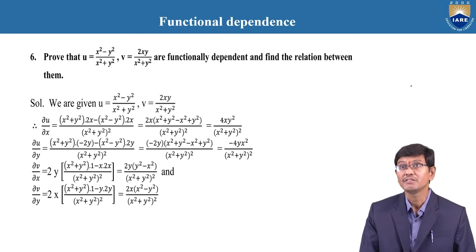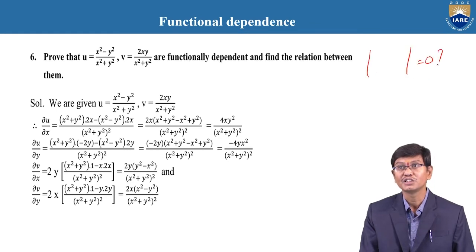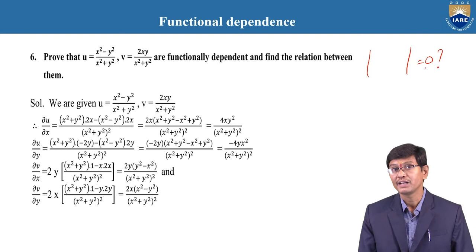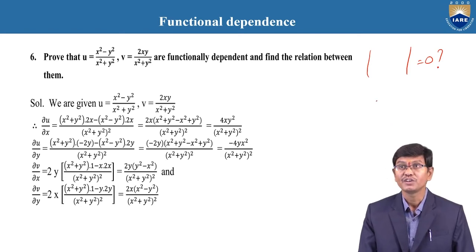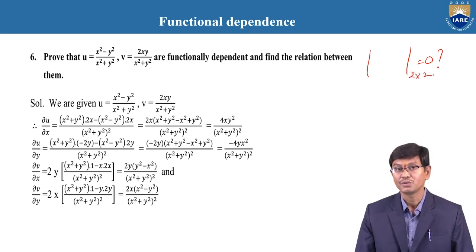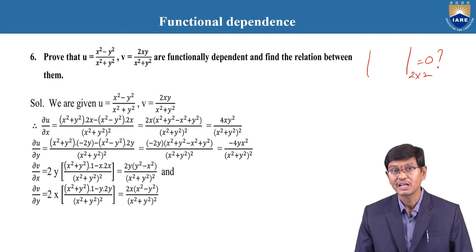That means here we need to find the determinant of the given matrix. If the determinant is equal to 0, then it is dependent. If it is not equal to 0, it is independent. Therefore, here the dependent variables are 2, so we need to form a 2 by 2 matrix with the help of the dependent variables u, v. Therefore, we need to find ∂u/∂x and ∂u/∂y, and similarly ∂v/∂x and ∂v/∂y.